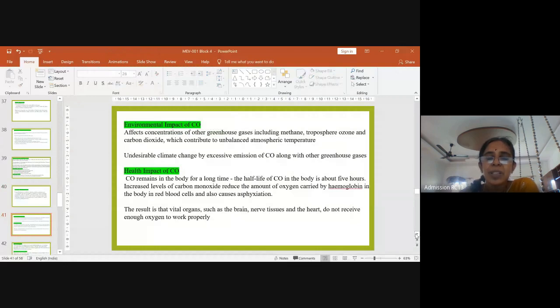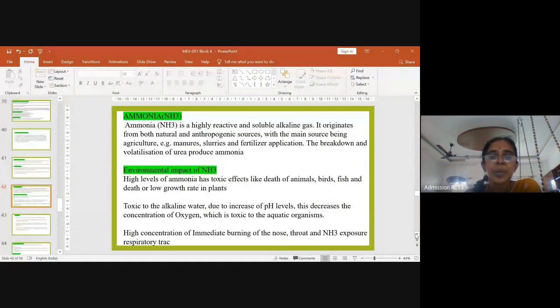Carbon monoxide remains in the body for a long time, and as a result, if there is an increase in the level of carbon monoxide, it reduces the amount of oxygen carried by the hemoglobin in the red blood cells and causes asphyxiation. The result is that the brain, nerve tissues, and the heart do not receive enough oxygen to work properly.